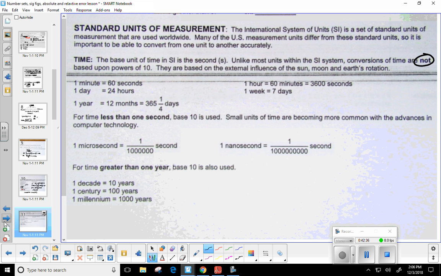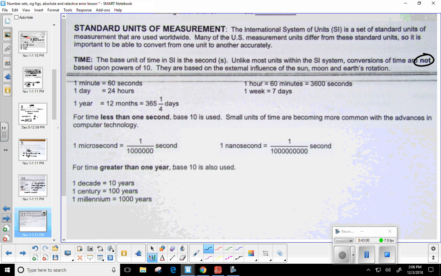1 minute, 60 seconds. 1 day is 24 hours. Now, 1 year is 12 months. But 360, now typically people go ahead and say 365 days, and they usually forget about that 1 quarter day, because what happens every 4 years? You have a leap year. And what month has the extra day? February, yes, there you go. 1 hour is 60 minutes, which is 3,600 seconds. 1 week is 7 days.